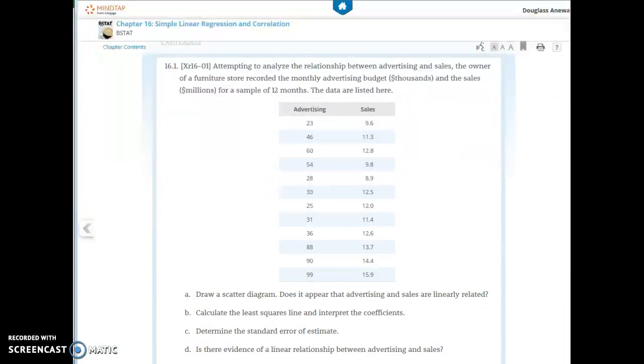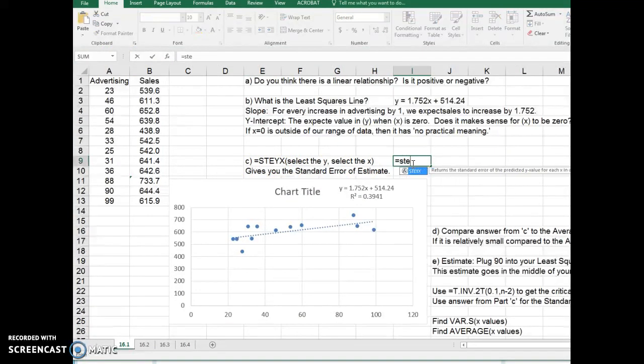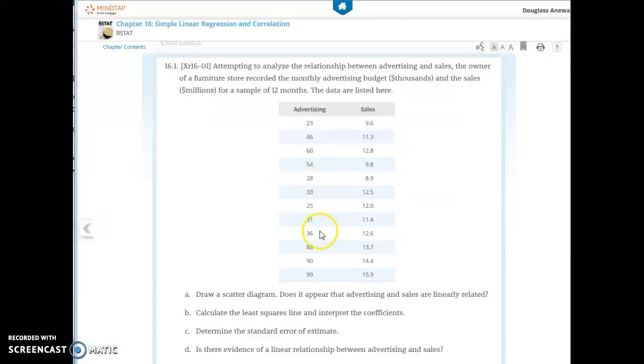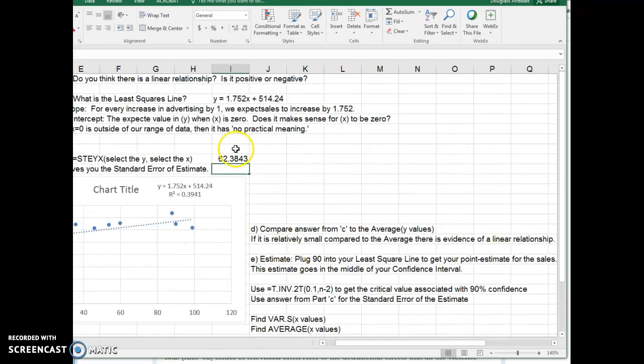Part C, determine the standard error of estimate. There's a formula in Excel that'll do that for us. So we just type STEYX, standard error, between y and x. Then you select your y values, you hit comma, select your x values, and when you close out the parentheses, this is our standard error of estimate. Now what that is used for is part D, which says, is there evidence of a linear relationship between our x and our y, between our advertising and our sales? So we're going to compare that to the value of the y.